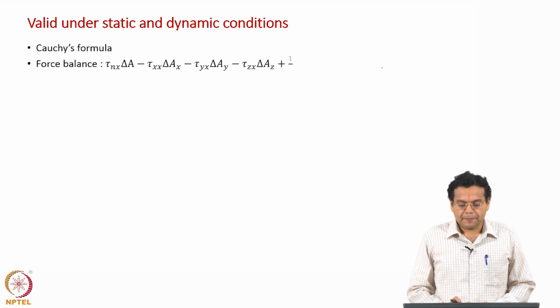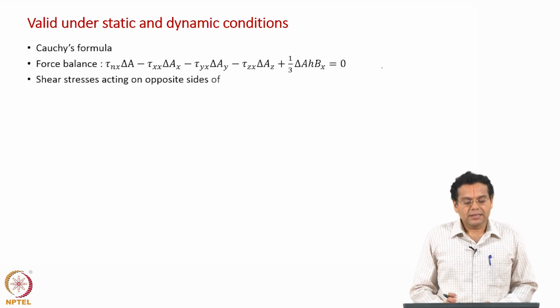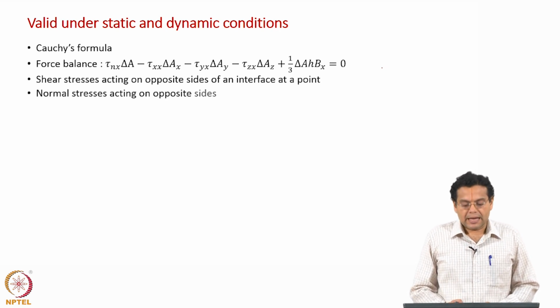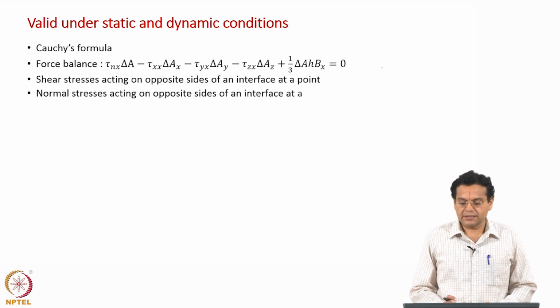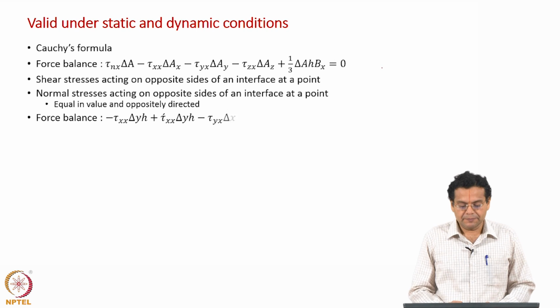Next we proved that shear stresses and normal stresses acting on opposite sides of an interface at a point are equal in value and opposite in direction. For that we used the force balance again. Of course, the geometry is now different. For the case of Cauchy's formula, it was a tetrahedron, now it is a 2-dimensional plate. Here again the right hand side was 0.